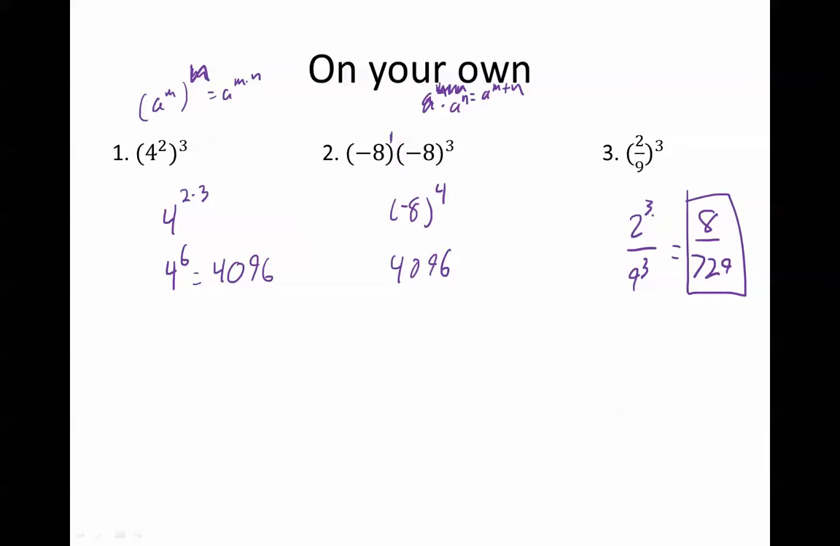Now, I cannot subtract these because the bases are not the same. So I can't use my quotient rule because the bases are not the same. This would have to be a 2 and a 2 or a 9 and a 9 in the base in order to subtract the exponents. So 8 over 729 is my final answer.